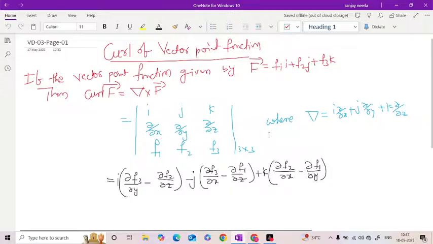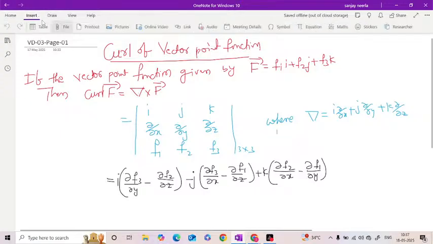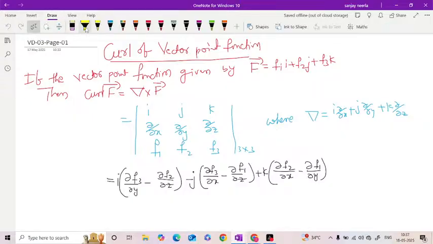Now I will first give a brief review of the previous session. In the previous session, we have seen the curl of a vector point function. Symbolically we write it as del cross f. Here f is the vector field and del is the del operator.